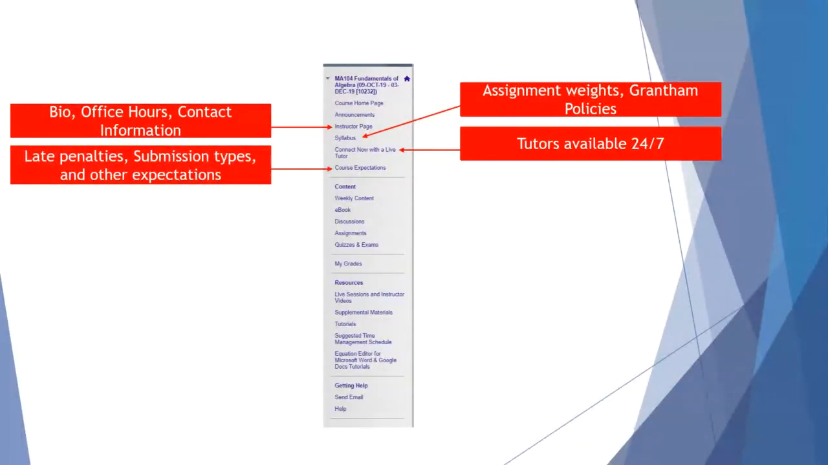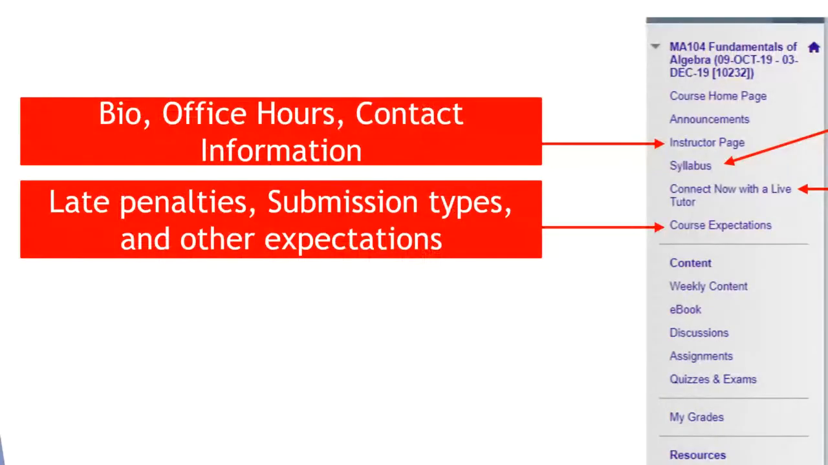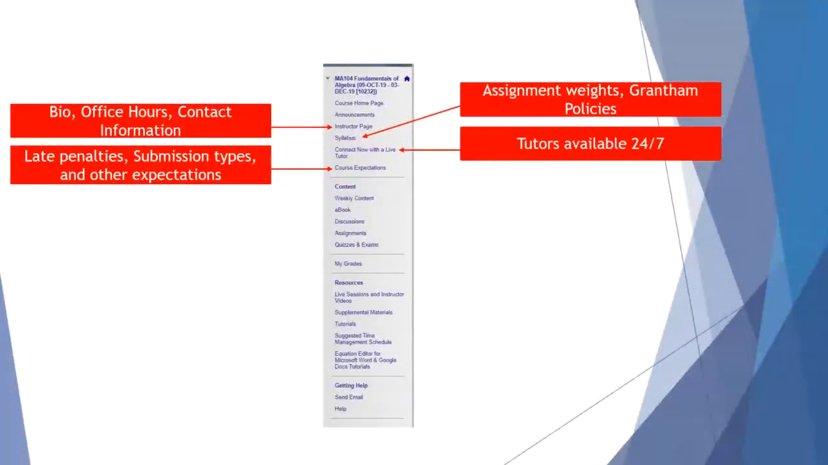So next on the line, course expectations. That's always going to be there. That's where I'm going to be listing the late penalties, how you need to submit your assignments, and other expectations for the course. So I would definitely make sure you read through that. And if anytime you don't remember what they are, you can click there and see what those are. So that's in the first little bar.